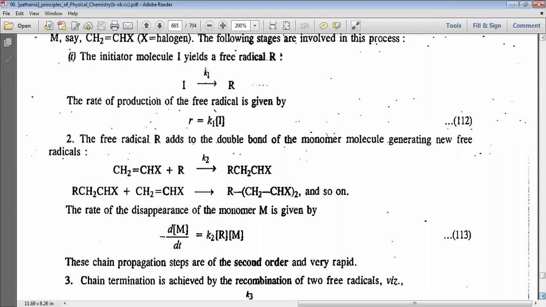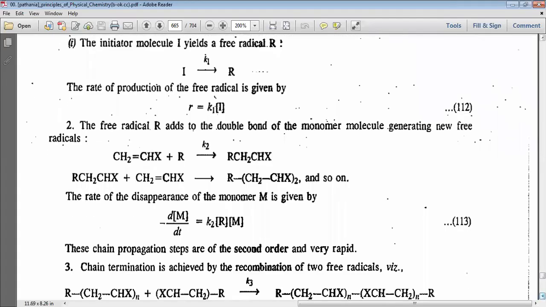Third step, termination. Basically, addition polymerization occurs in 3 steps. First step, initiation. Second step, chain propagation, and third step, chain termination. In the termination step, the chain is arrested.